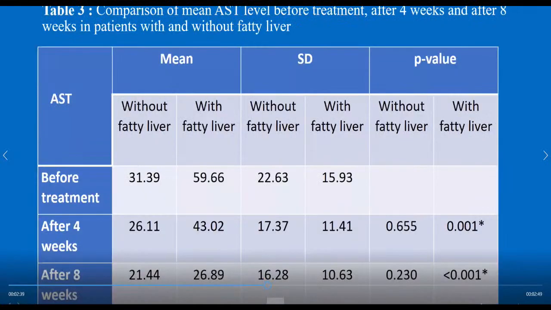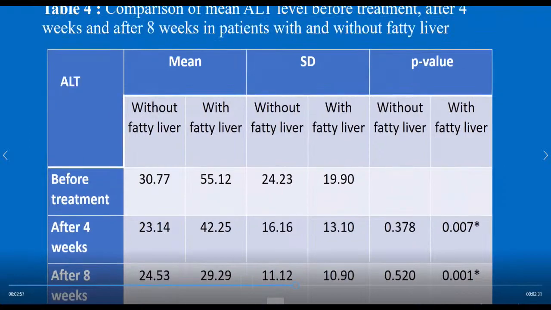Table 3 shows the comparison of mean AST levels before and after treatment. Here we can see that the mean AST levels in patients with fatty liver is significantly higher than those without it. Also, a significant reduction in the mean AST levels is seen in patients with fatty liver after 4 weeks and after 8 weeks of treatment. Similarly, here we can see the mean ALT levels in those with fatty liver is significantly higher than those without it. Also, there is significant reduction of the mean ALT levels in patients with fatty liver after 4 weeks and after 8 weeks of treatment.